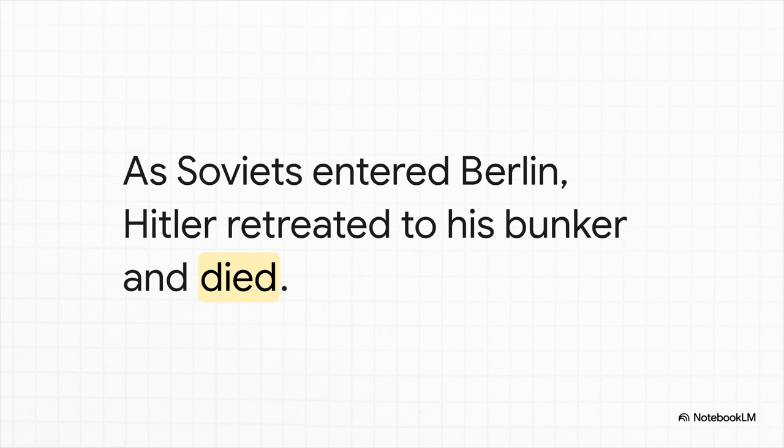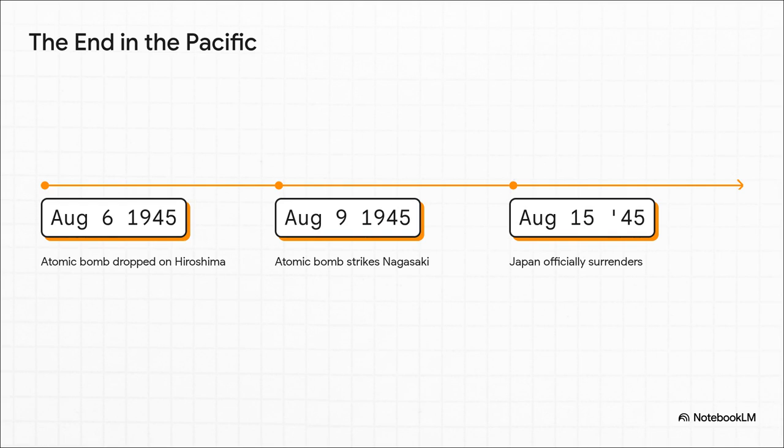But honestly, the relief was pretty short-lived because on the other side of the planet, a horrific conclusion was still playing out in the Pacific. Japan was still fiercely determined to fight to the bitter end. Fearing a ground invasion would cost millions of American and Japanese lives, military planners decide to use the results of a top-secret initiative called the Manhattan Project. They had developed a revolutionary, terrifying new weapon.